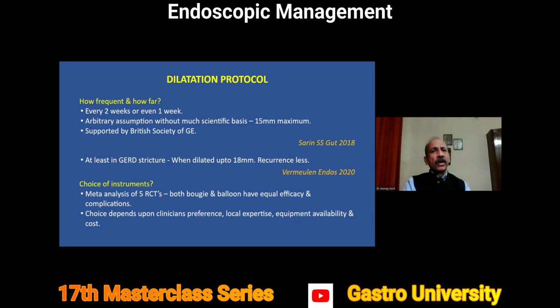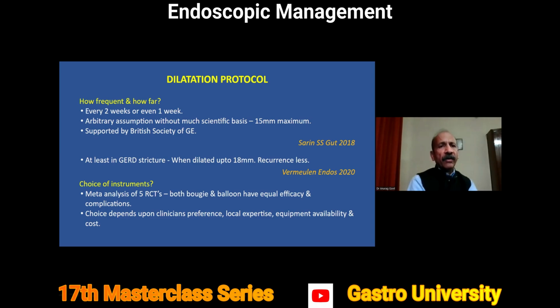Now, how frequently and how far do we go? Well, literature says every 2 weeks to even every week. We at our department follow a weekly protocol for the corrosives because they tend to become very narrow by the end of 2 weeks. So it's somewhere between 1 and 2 weeks. But yes, of course, no one is wrong if they're doing it at 1 week or at 2 weeks.